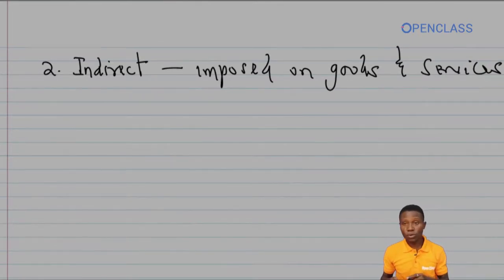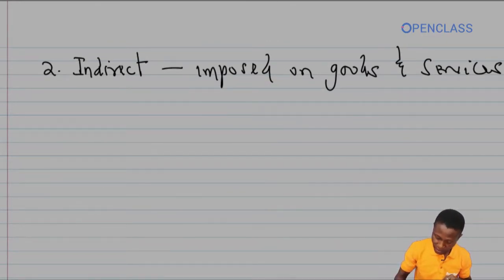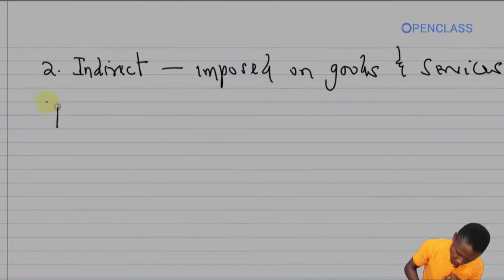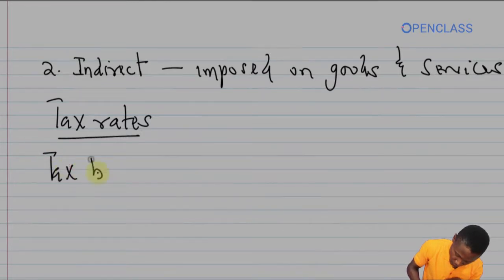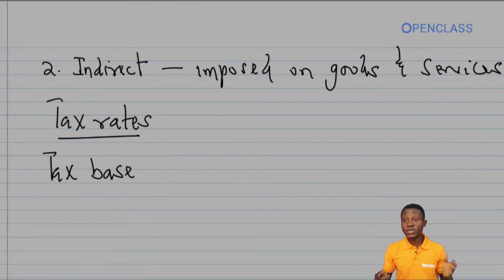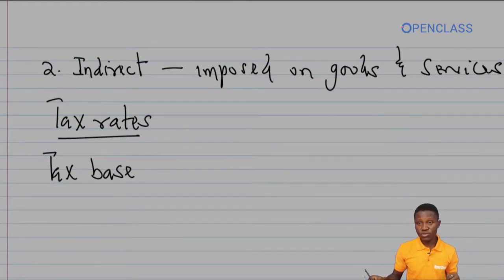So the next concept I want us to look at is the tax rate. Now, what do we mean by the tax rate? The percentage of income, or the percentage that is to be paid as tax, is referred to as the tax rate. So what proportion of the tax base is to be paid as tax? That proportion is called the tax rate. Now, what do you mean by the tax base? The item that is the subject of tax is called the tax base, while the proportion of the tax base to be paid as tax is referred to as the tax rate.